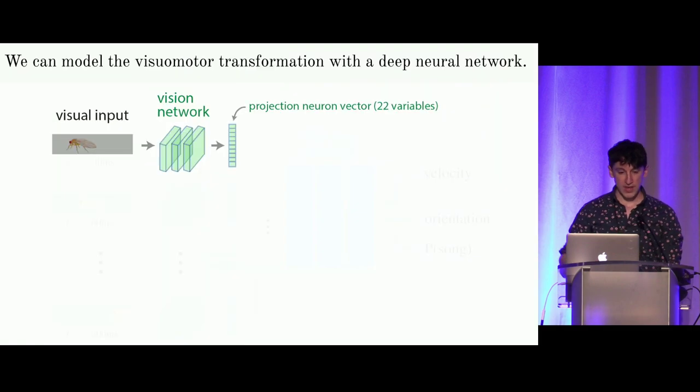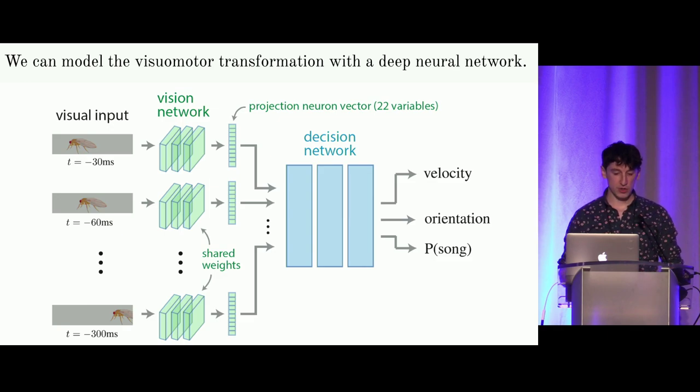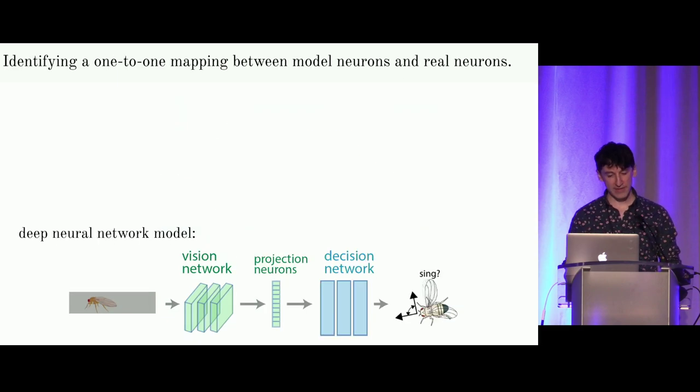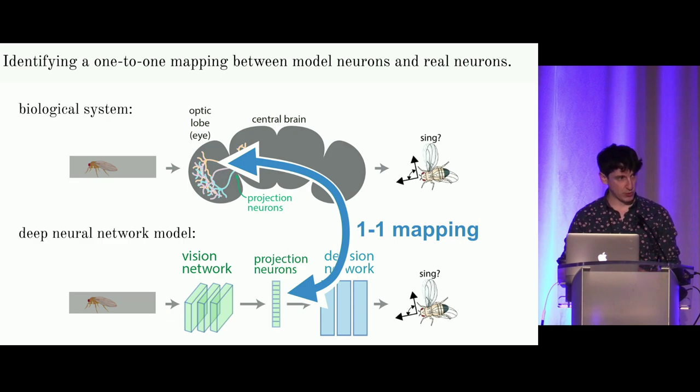Then we're going to take this reconstructed visual input and pass it into that vision network, which is going to be sent into the projection neuron vector, which has as many variables as we have projection neuron channels in the actual brain. This is going to be read out by a dense decision network, which is going to be used to predict the fly's behavior. We're going to predict his velocity, his orientation as he tracks the female, and whether he produces song. We're also going to provide this decision network with inputs over multiple time lags so that it has access to temporal information. Now that we have our deep network model of the behavior, and now that we have the actual biological system, we're going to do what I suggested before, which is try to identify a one-to-one mapping between these classes of neurons in the brain and the neurons in the vector.